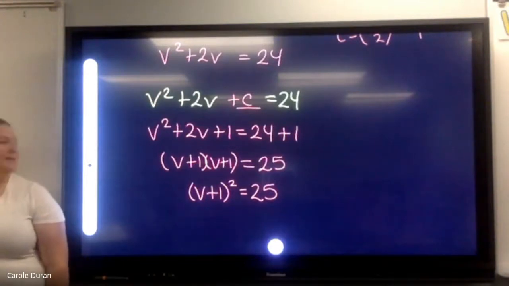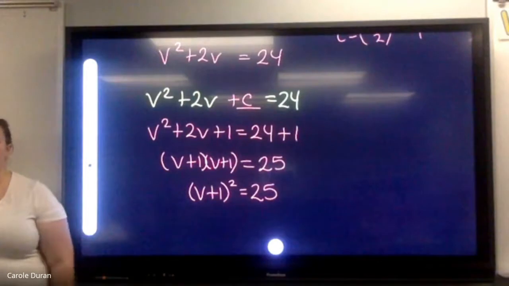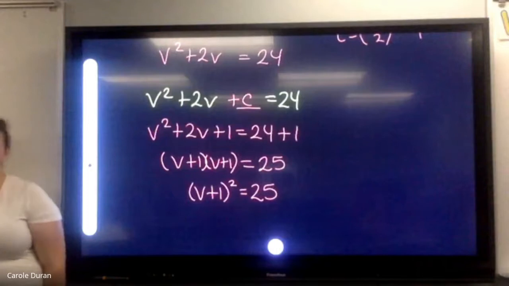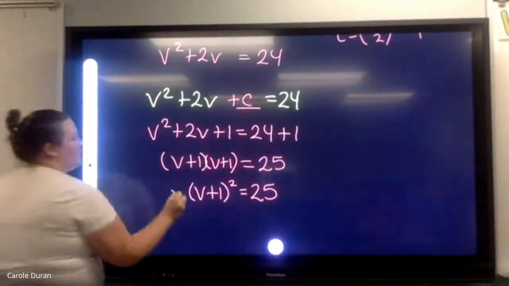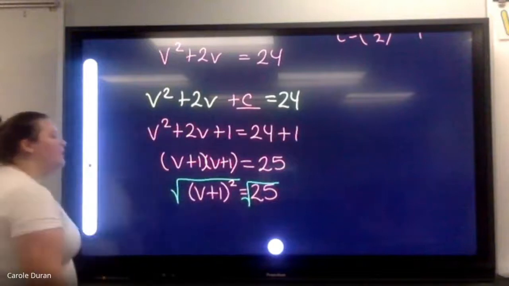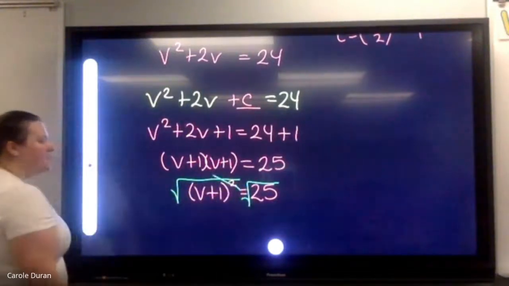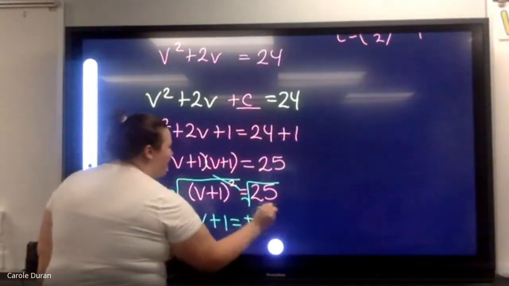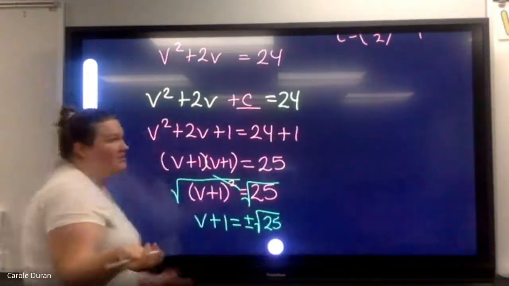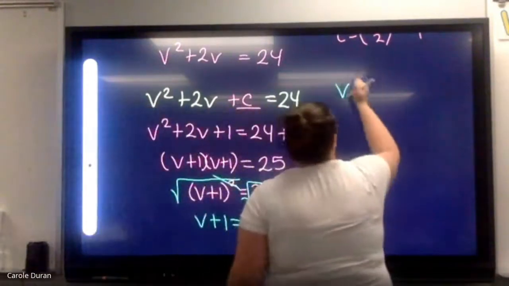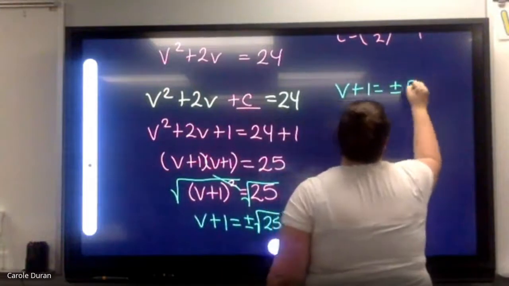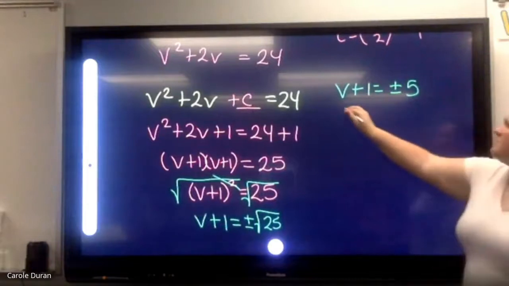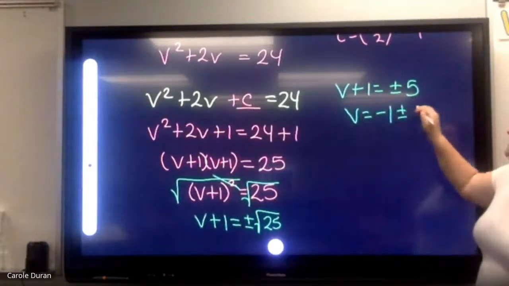If I'm trying to get x by itself, I need to get rid of the square that's on the outside of the parentheses. How do I do that? Square root both sides, because what we do to one side, we have to do to the other. A square and a square root cancel each other out, and I'm left with just what's inside the parentheses equals plus and minus square root of 25, which you guys just said is 5. So v plus 1 equals plus or minus 5. Last step, subtract the 1 over. So I get v equals negative 1 plus or minus 5.